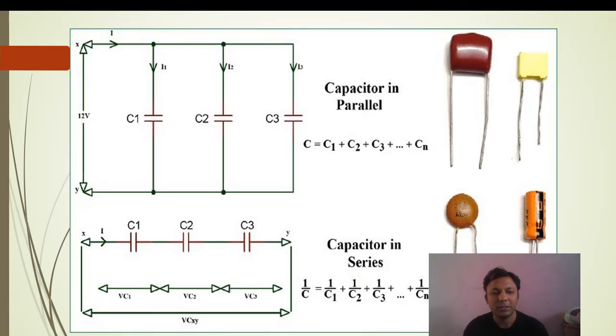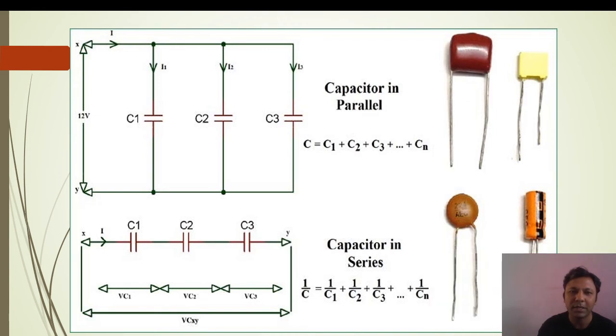Now this is the summary. When capacitors are connected in parallel, you use C1, C2, C3 up to Cn. When capacitors are connected in series, you see that it is 1 upon C1 plus 1 upon C2 plus 1 upon C3.